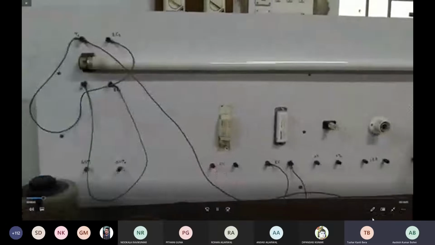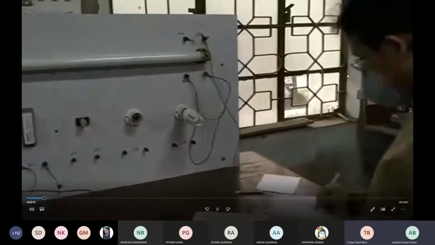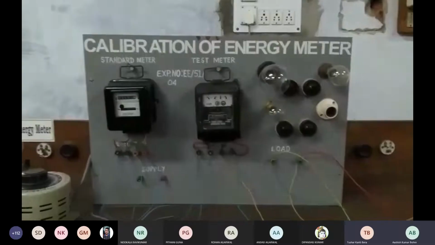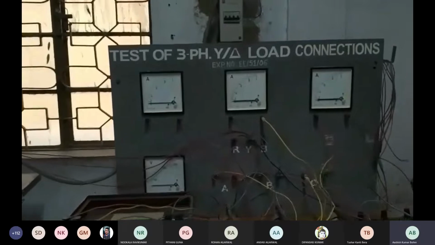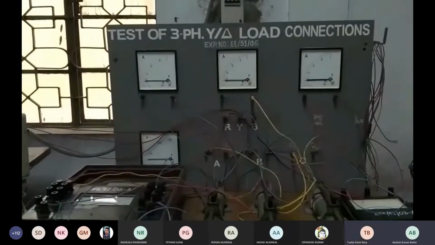So students, wherever you need to repeat the video, just let us know. We will stop it and we will rewind. Or you can ask, we will explain. This experimental table for three-phase star and delta connected load.